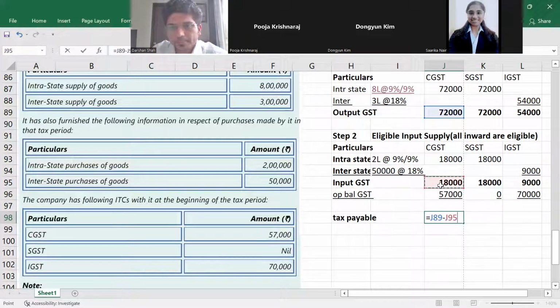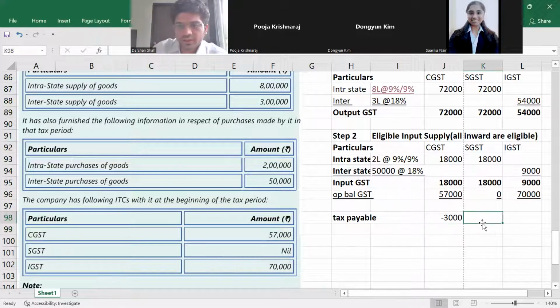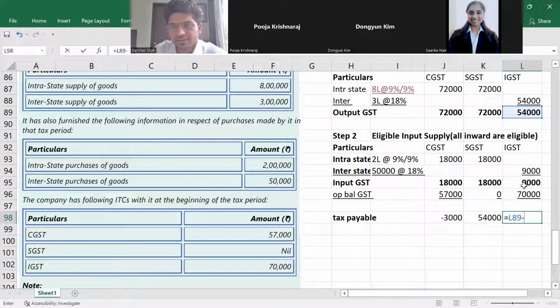72,000 minus this, okay? Here tax payable is 72,000 minus this, correct? And here the tax payable is 54,000 minus this. So same logic that we did in the last question.